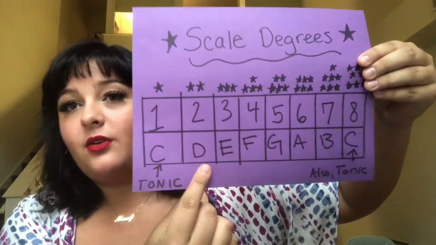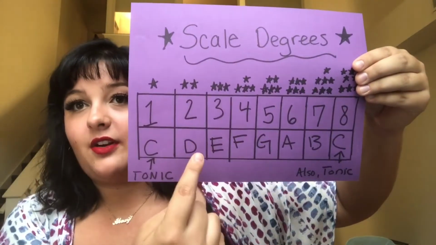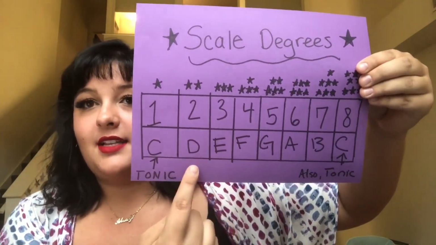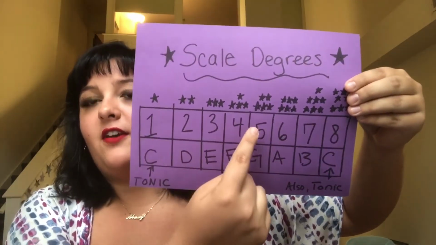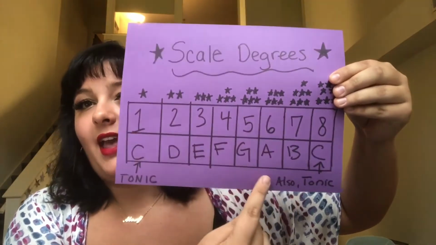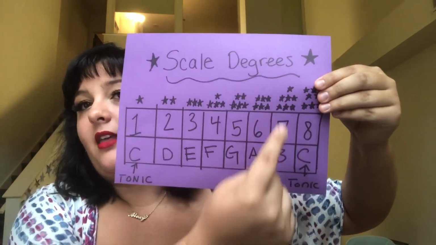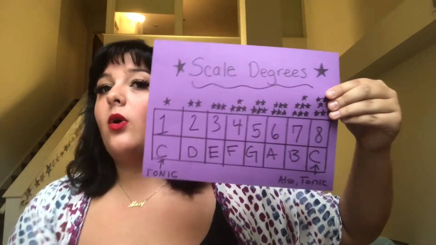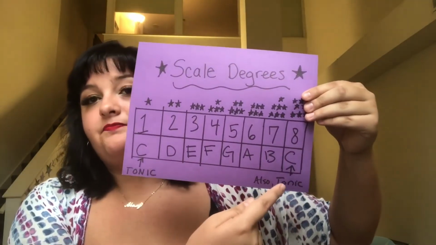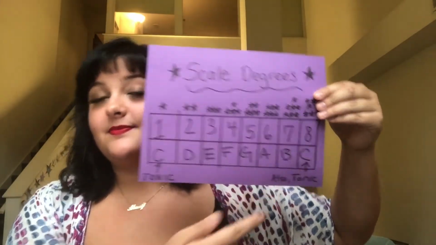And then the second note is the second scale degree, number 2. It's going to be D. The third scale degree is E. Fourth, F. Fifth, G. Sixth, A. Seventh, B. Eighth, back to C. Because remember, in every scale, we always return to the first note, this being C. So now, intervals are the space between these scale degrees. This is where it gets fun.